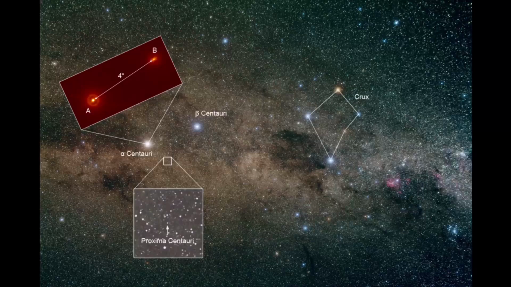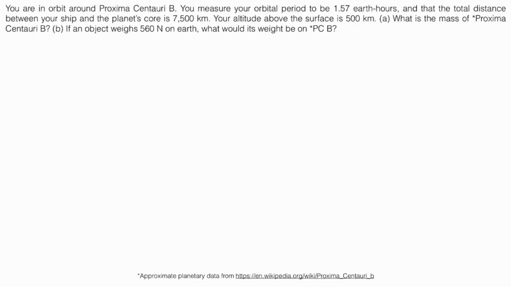This is a picture of Alpha and Beta Centauri, okay? In the Alpha Centauri system, there is a star called Proxima Centauri. It's called Proxima Centauri because it is the star that is closest to our own star.